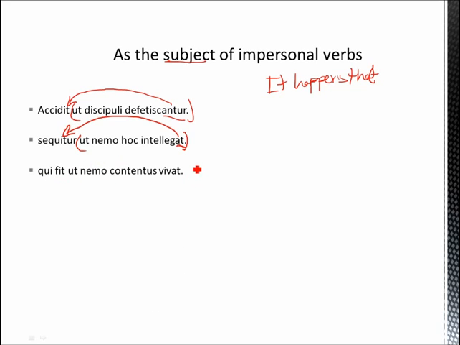Qui fit, and this is from Horace. I've stolen this from Horace's first satire. Qui fit, how comes it, and I guess this should be a question, how comes it that no one lives contentedly? Qui fit, so fit, it happens, it comes about. How comes it that no one lives contentedly? So, what? Ut nemo contentus vivat. Again, present subjunctive because our verb is in a primary tense.